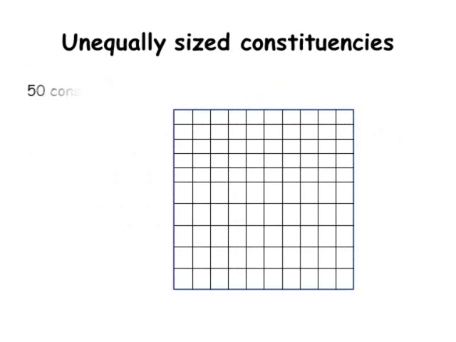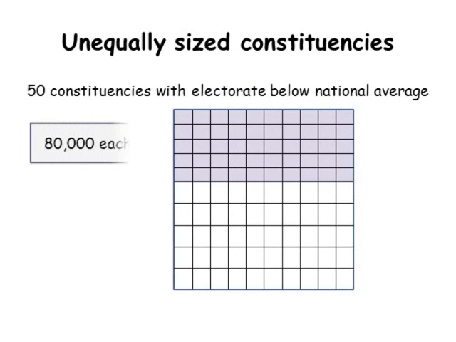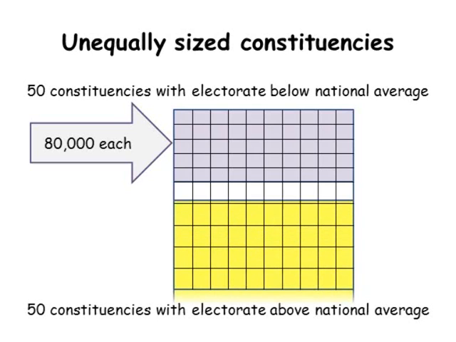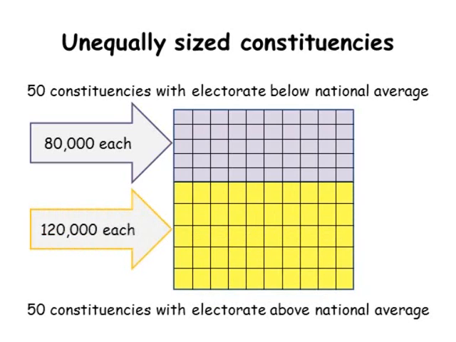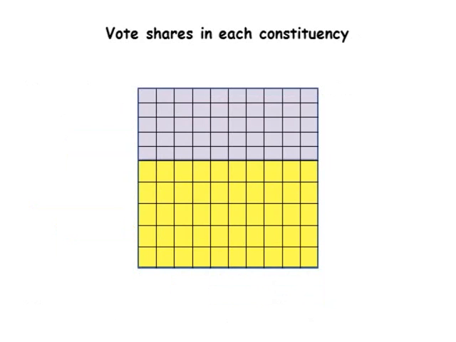What does this look like? Well, we've got 50 constituencies rather with electorates below the national average, and you can see that in our hypothetical country the squares have been reduced in size to reflect that 80,000, and in the other half we've got electorates above the national average. Okay, so let's look at the election.